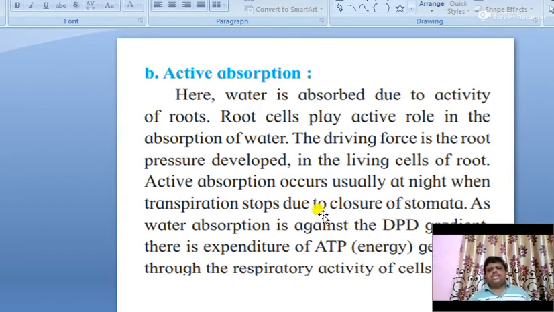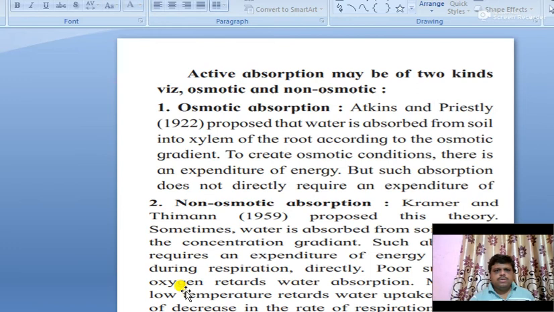So there are two types of absorption. First one is active absorption and the second one is passive. Okay, so this is simply regarding the absorption. Yes, let us see one more point in the same, that is active absorption may be of two kinds. First one is osmotic absorption.